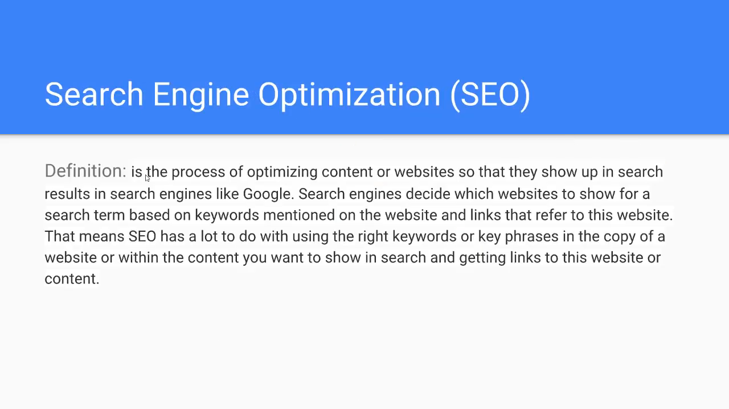The next form of digital marketing is search engine optimization, or SEO. The definition of SEO is the process of optimizing content or websites so that they show up in search results in search engines like Google. Search engines decide which websites to show for a search term based on keywords mentioned on the website and links that refer to this website. That means SEO has a lot to do with using the right keywords or key phrases in the copy of a website or within the content you want to show in search and getting links to this website or content.